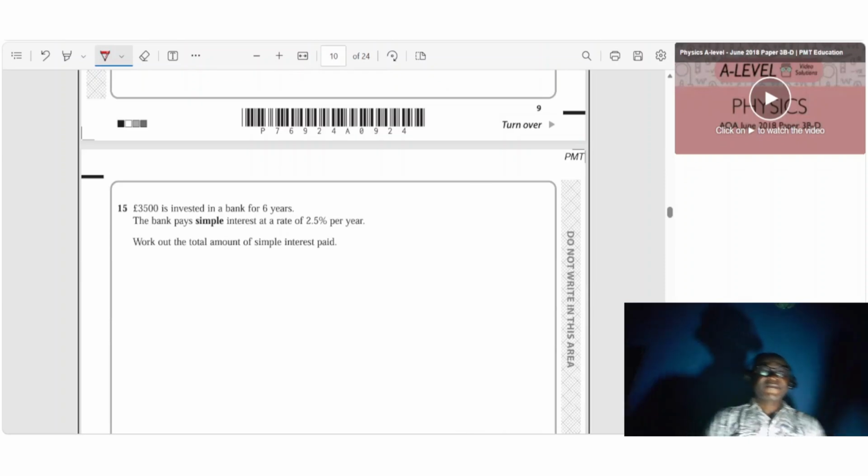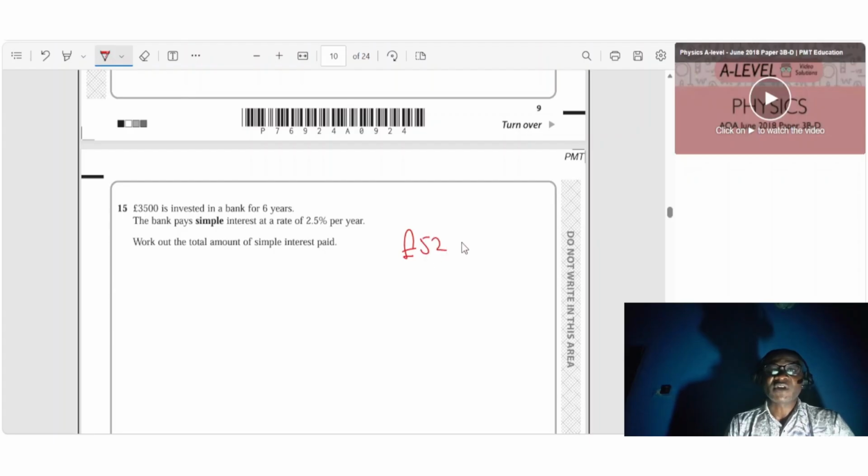525. 525 should be correct in pounds. Yes. What formula did you use? So I did the PR. I did the, what's it called again? I did this basically: 2.5 equals 0.025, correct. And then I did 3,500 times 0.025, which equals 6, and then I got the time, that's 525.